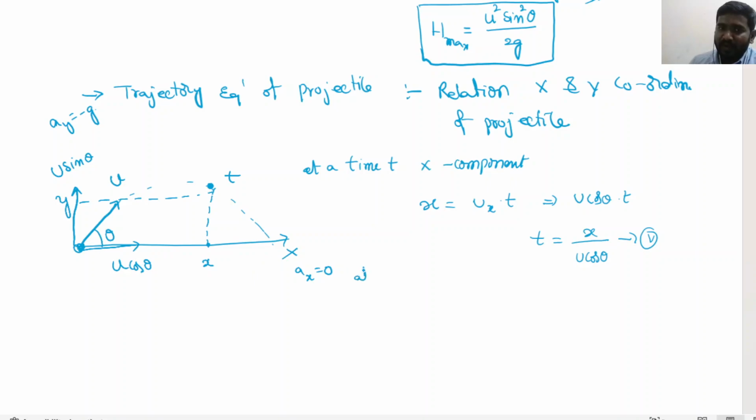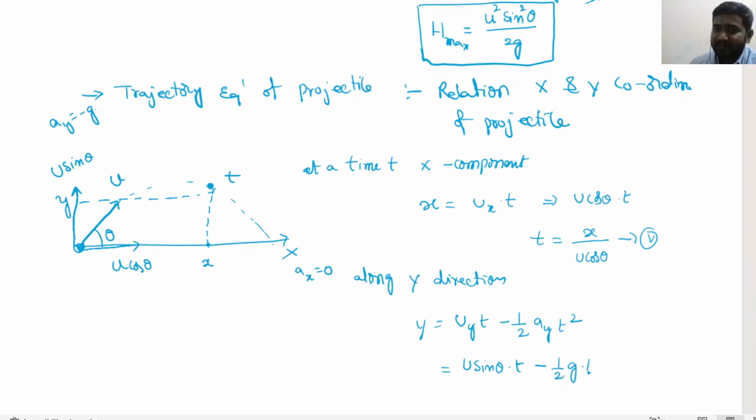Now along the y direction, the y component: y equals uy times t minus half ay t square, because along the y direction it is uniformly retarding motion. Now uy is nothing but u sin theta times t, minus half ay, which is g, times t square. That is your y component. This is equation number 2.